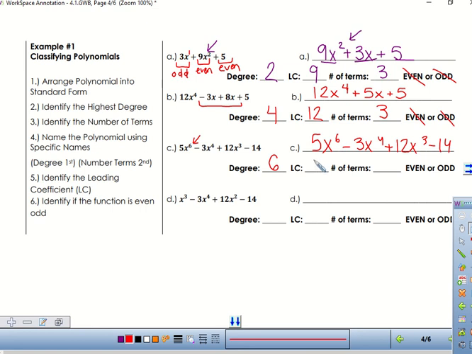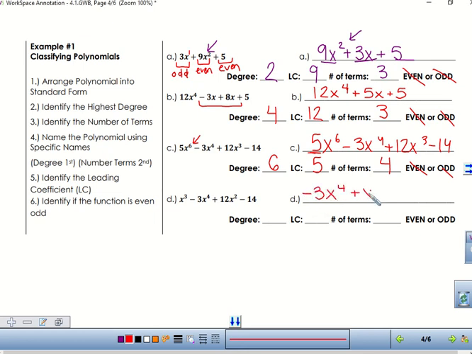There is a leading coefficient of 5, and the number of terms is 4. A mixture of even and odd terms, so it's neither as a collective, right? This one here I'm going to rewrite in standard form.